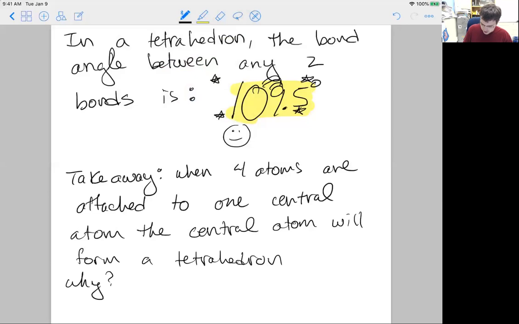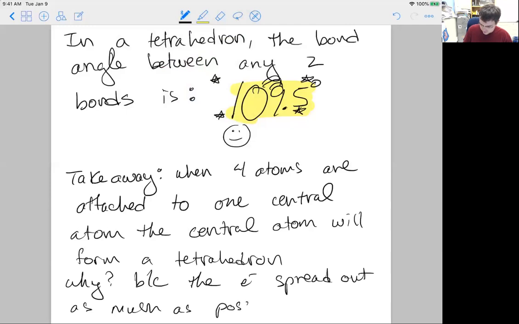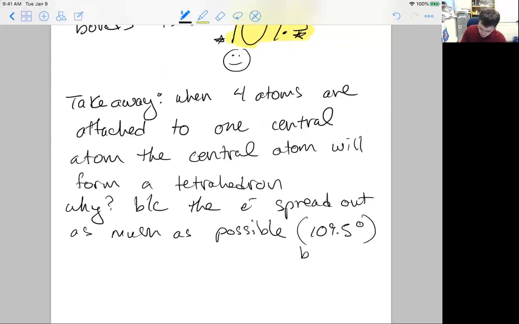Okay, now just to recap, why? Because the electrons spread out as much as possible. That was 109.5 degrees. 109.5 degree bond angle.